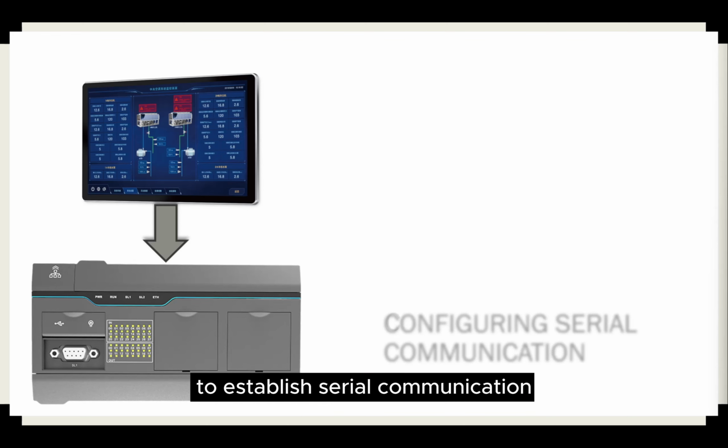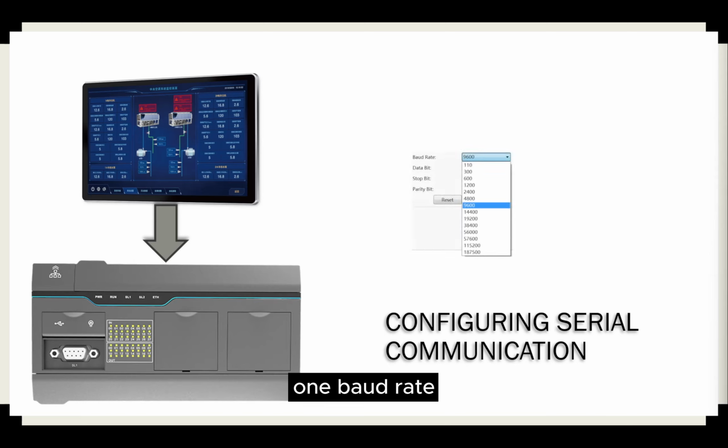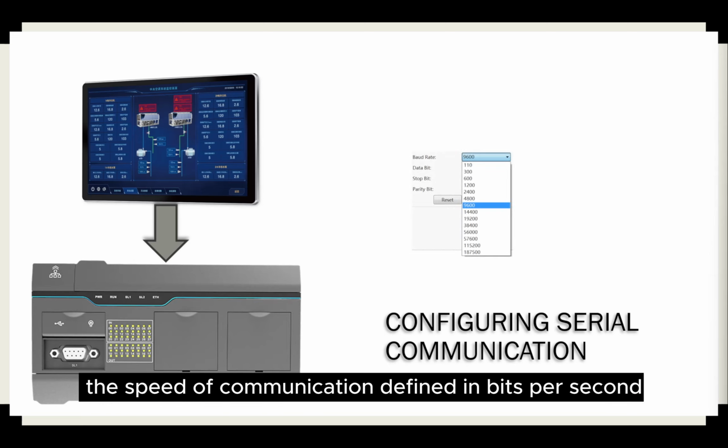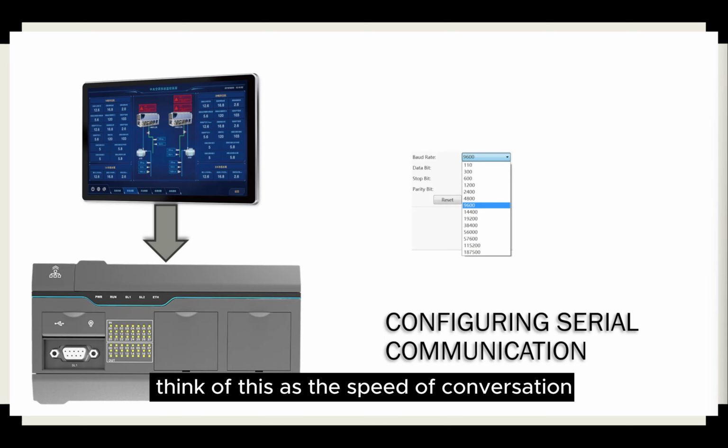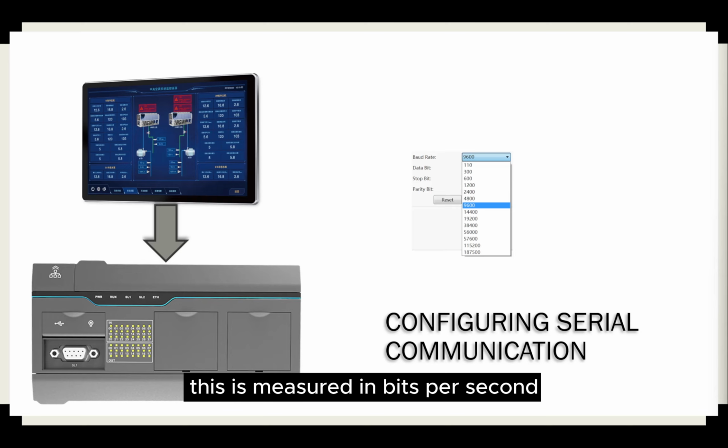To establish serial communication, you need to configure several parameters correctly. 1. Baud rate, the speed of communication, defined in bits per second. Think of this as the speed of conversation. Just like people need to speak at a pace that's understandable, devices need to talk at a certain speed to communicate effectively. This is measured in bits per second.